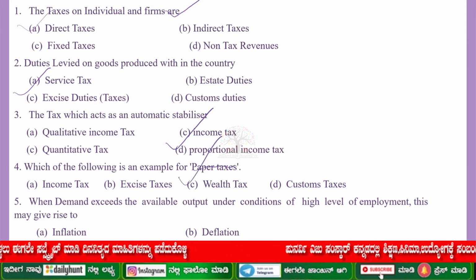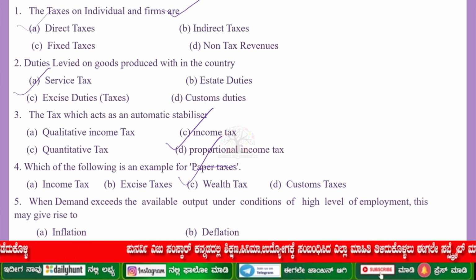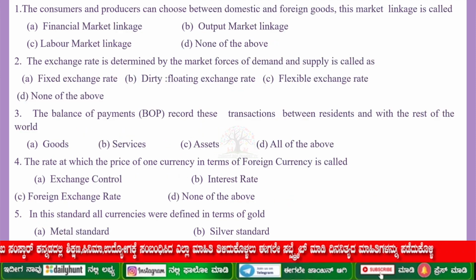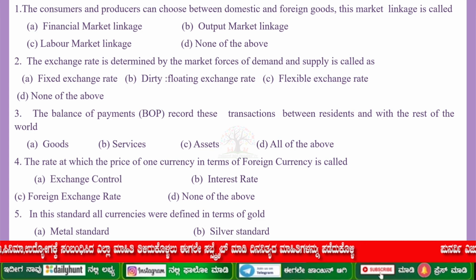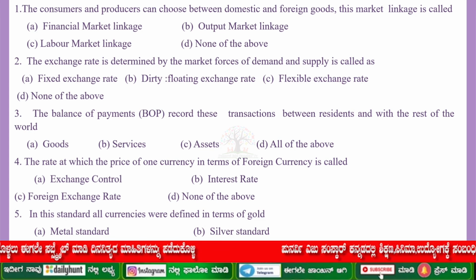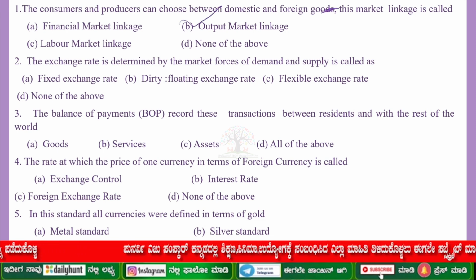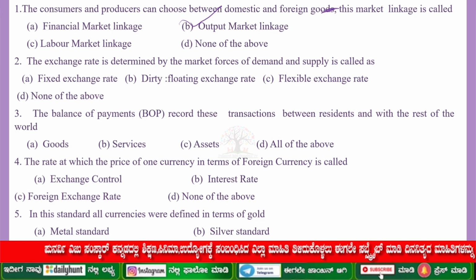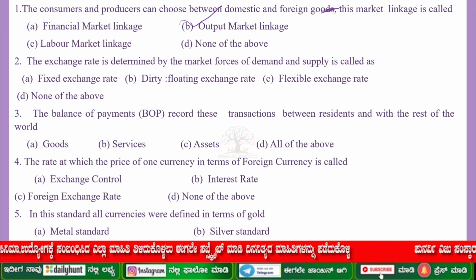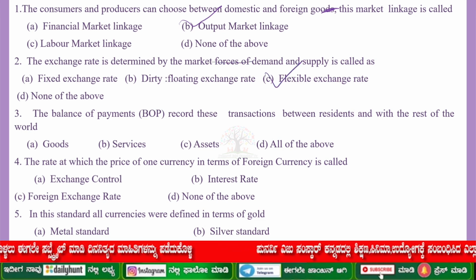When demand exceeds available output under the condition of a high level of employment, this may give rise to inflation. Consumers and producers choose between domestic and foreign goods. This market linkage is called output market linkage. Here goods, so it is output market. An exchange rate determined by market forces of demand and supply is called a flexible exchange rate.